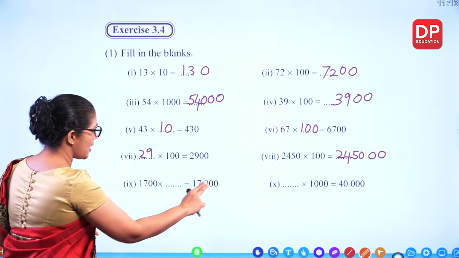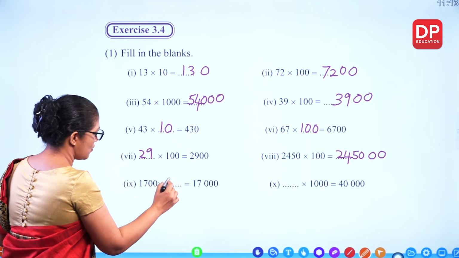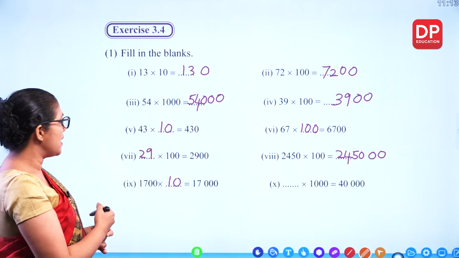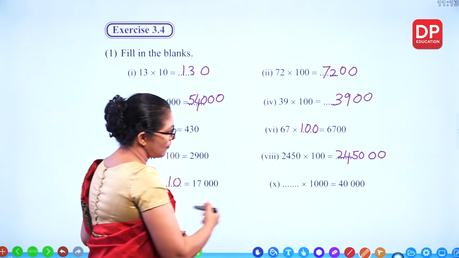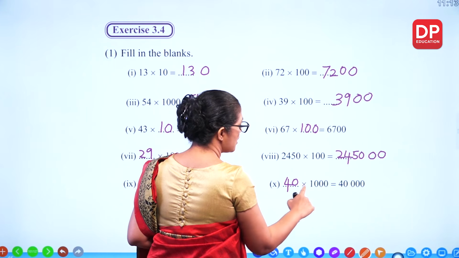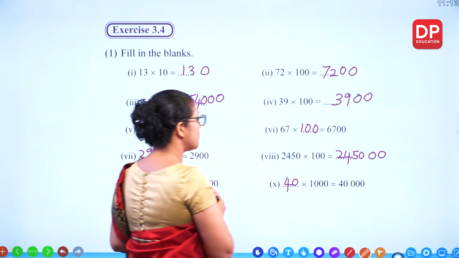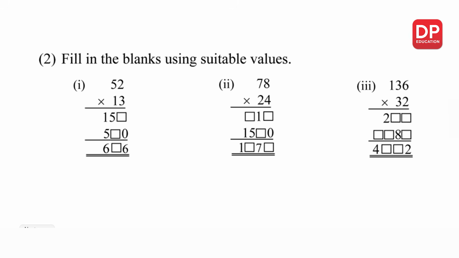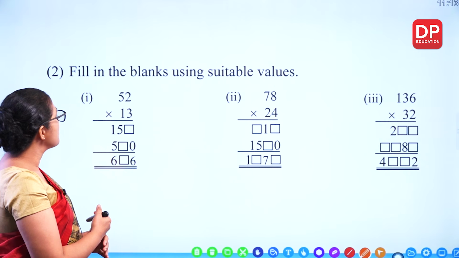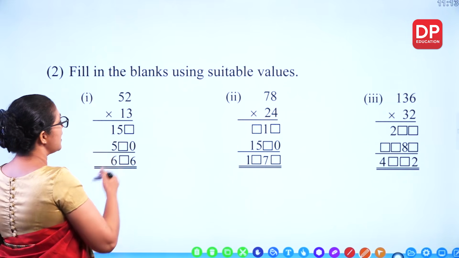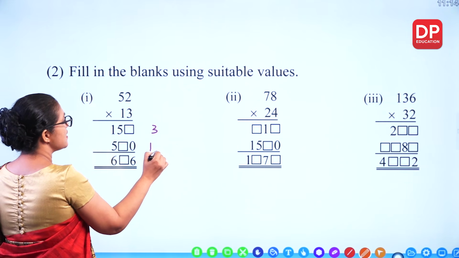Here 3 zeros are there. 2 zeros here. So that means multiplied by another 1 0. Multiplied by 10. 3 zeros there. So this should be 40 to get 4 zeros. Fill in the blanks using suitable values. This is multiplication. So this means 3 and 10. This is 3, this is 10.